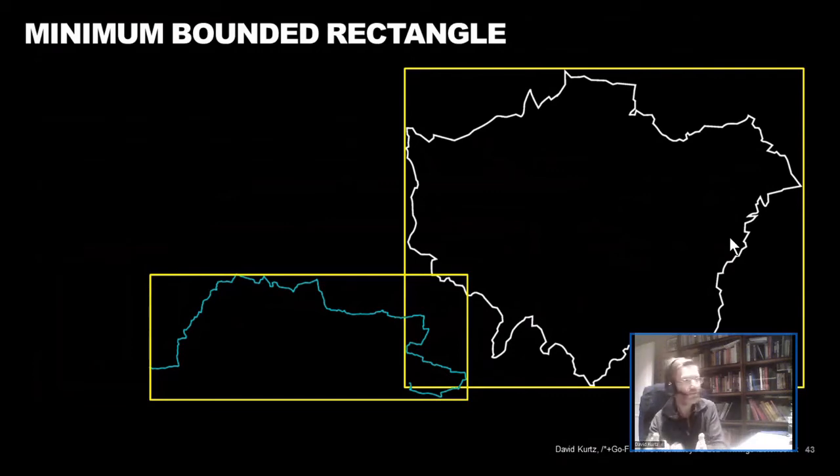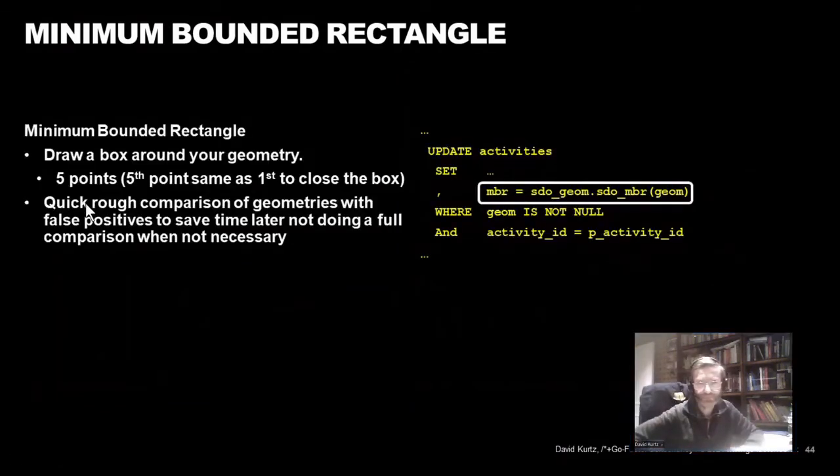So I found this was a sort of optimization technique. So this is about performance after all. And also I just calculate the minimum bounded rectangle as a geometry. I store it in the database, so it's a one-time cost, and it's really quick, and it just resolves that big area down to 5 points.